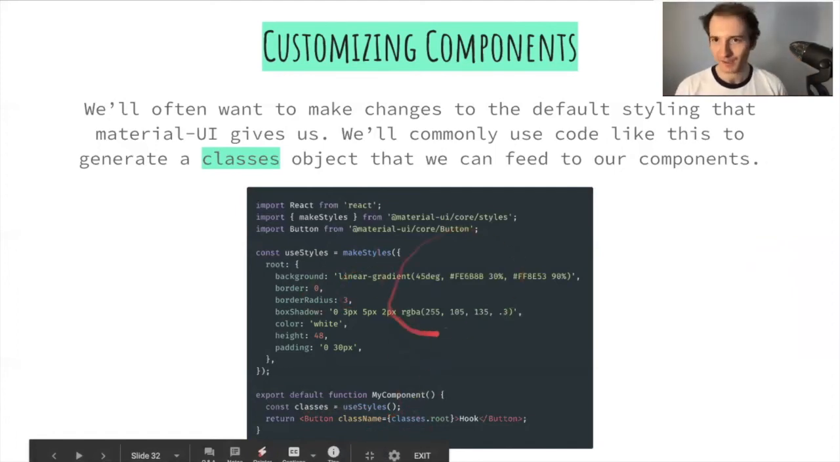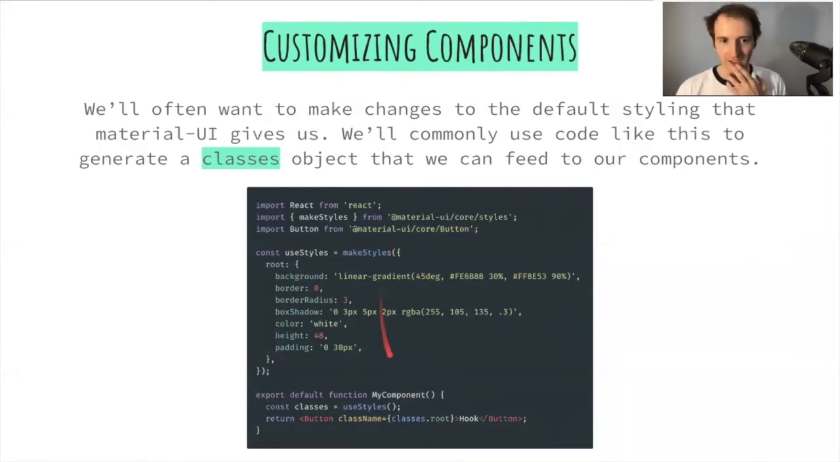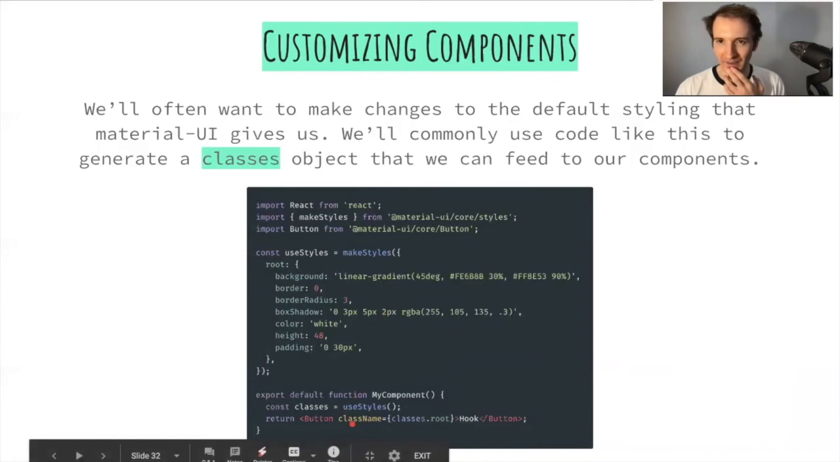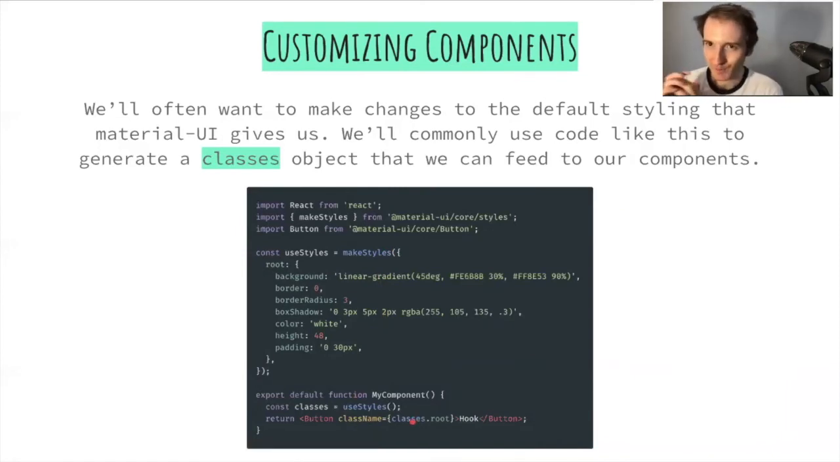So that seems like a really roundabout way of doing things. The way that this works is that this class name will always equate to some sort of really long string that means something to Material UI, but doesn't really mean anything to us.